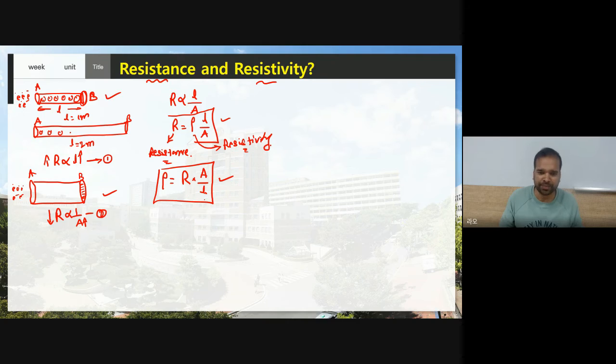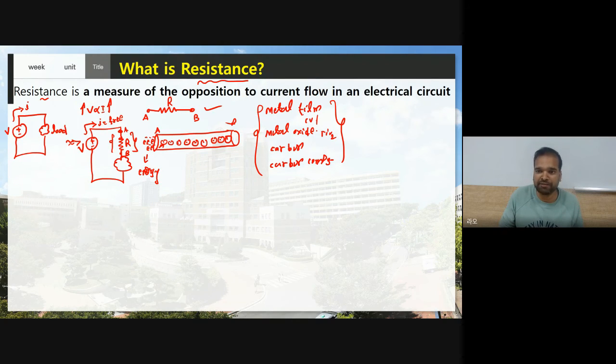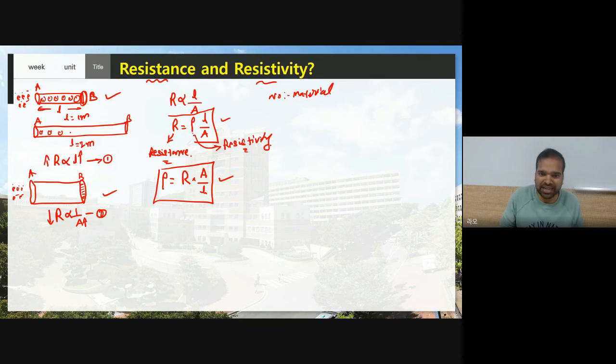Okay. Now here, suppose the length is increasing, what happened? The resistance will increase. If the cross sectional area is increasing, the resistance will decrease, right? Then what happened to the resistivity? Does the resistivity depend on length and cross sectional area? No, it completely depends on the type of material you are using. In my previous slide I told you that we are using metal film or metal oxide or carbon composite to prepare what? The resistor. So here the resistivity depends on what? The type of material you are using.